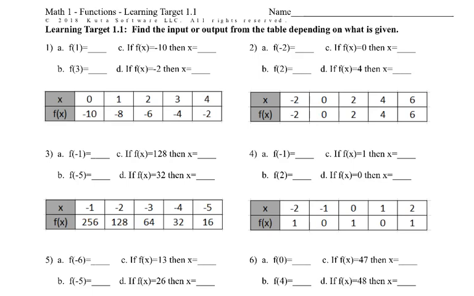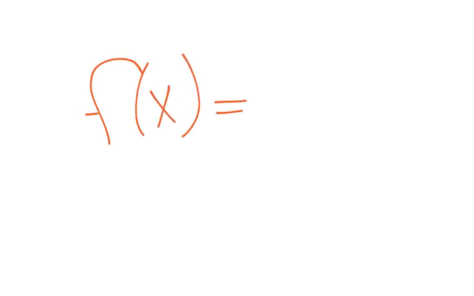Alright guys, so here we're taking a look at Learning Target 1.1 under functions. With these functions right now we're dealing with finding the input or the output depending on what you're given. You're going to be given one of those and have to find the other. One thing to make sure we understand is that function notation.